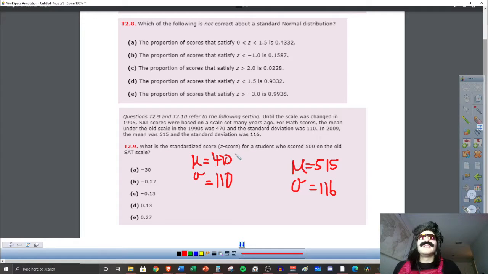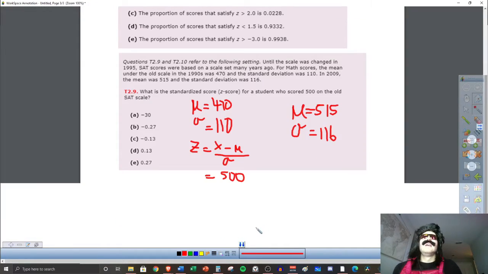So to get the z-score, it's z equals x minus mu over standard deviation. So what is x? They scored a 500, so that's what goes there. Take away the mean, which was 470. Subtract 110. So this is what we want to do.